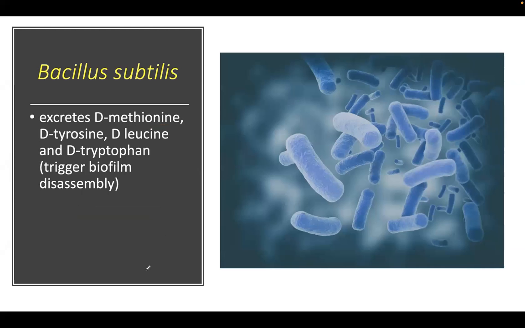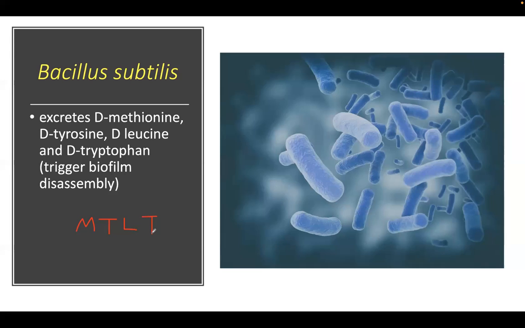Okay, next, there's another bacteria mentioned in the textbook. This is Bacillus subtilis. Now, this bacteria, Bacillus subtilis, excretes the following amino acids. We have methionine, we have tyrosine, we have leucine, then we have tryptophan. Okay, we have MTLT, Bacillus subtilis excretes the following amino acids.